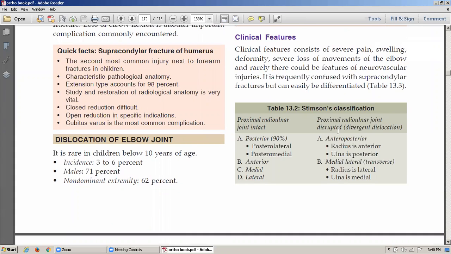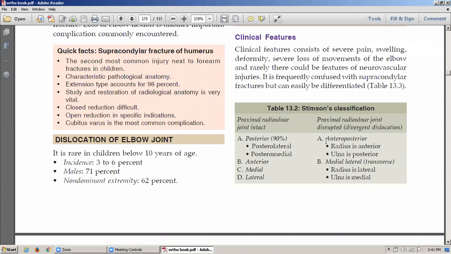So this is the Smithson's classification. In that, the proximal radioulnar joint is intact in posterior 90%, that is posterolateral and posteromedial, then anterior, medial and lateral. And the proximal radioulnar joint is disrupted in the divergent dislocation.